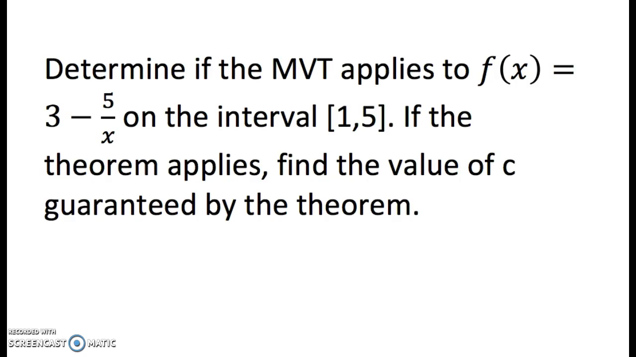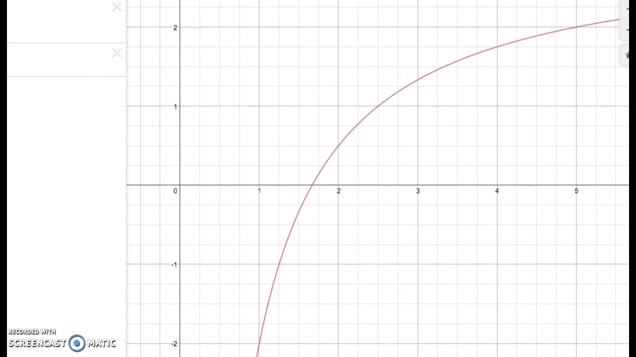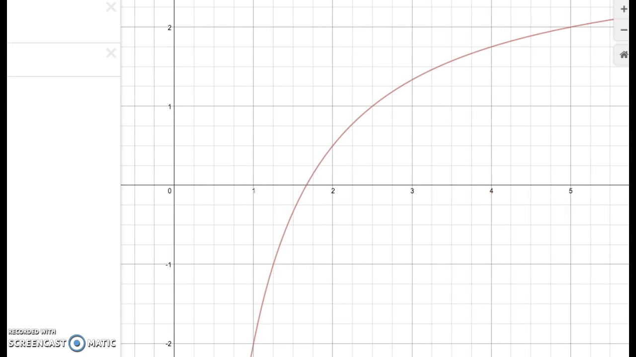Okay, for example, determine if the mean value theorem applies to f of x equals 3 minus 5 over x on the interval [1, 5]. If the theorem applies, find the value of c guaranteed by the theorem. Okay, first we have to find if the equation is continuous. So here's a graph showing the equation.